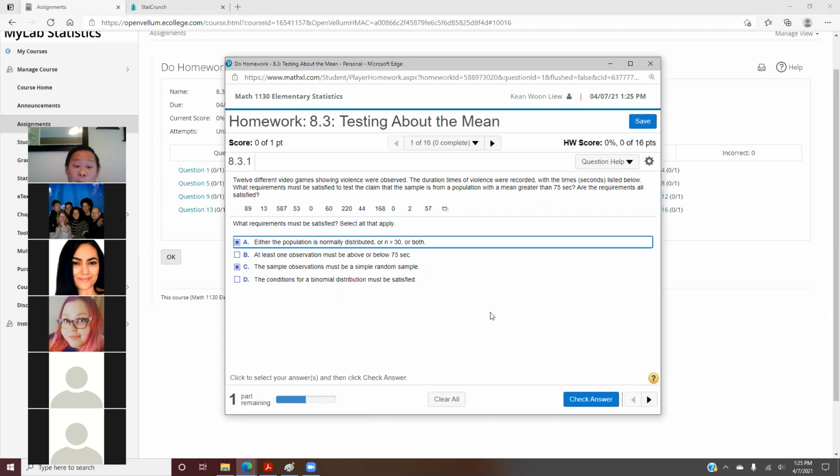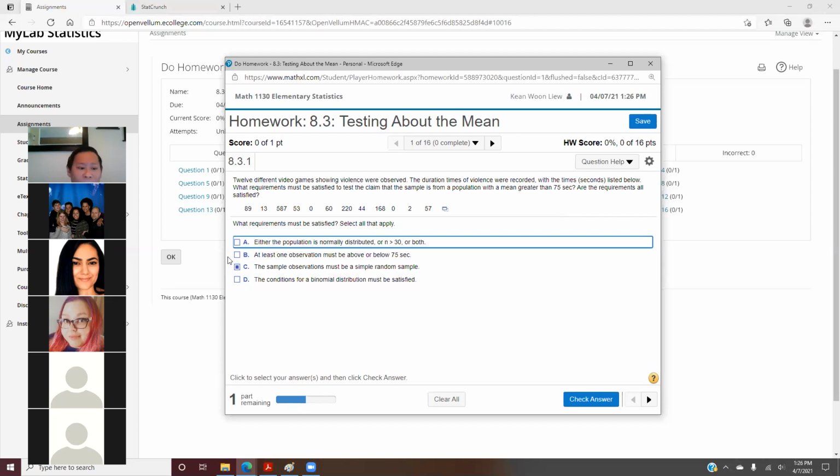These are the right 2 requirements, but are they satisfied here? It doesn't say the number. Oh, 12 different video games. So no for 30, because it's only 12. I can't tell if it's normally distributed or not. Usually you have the word random selected, but this one doesn't have the word random selection. So actually none of these requirements are satisfied.